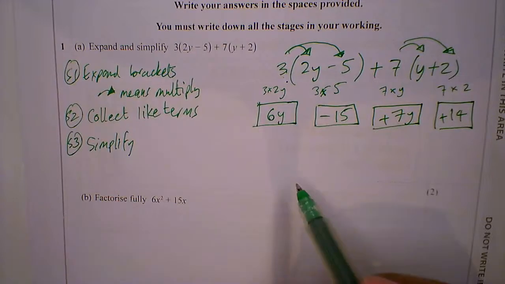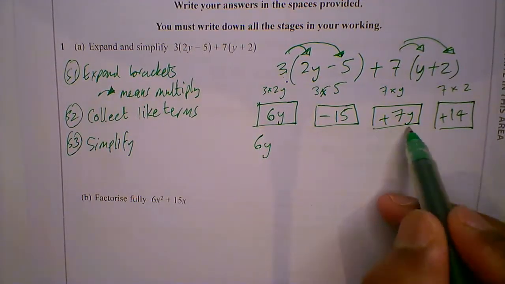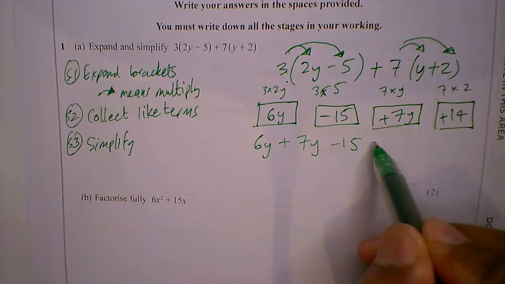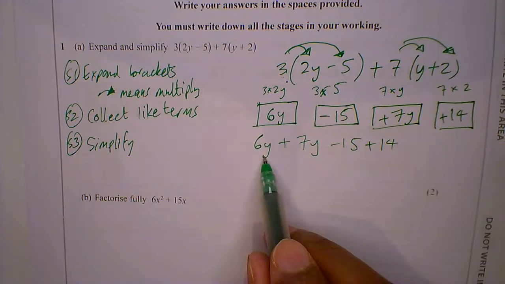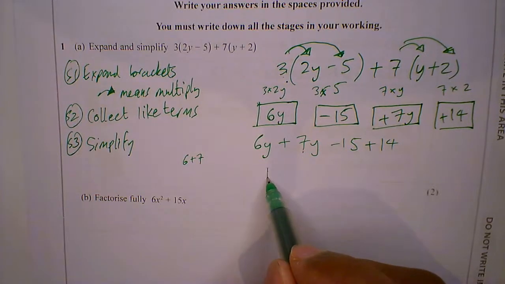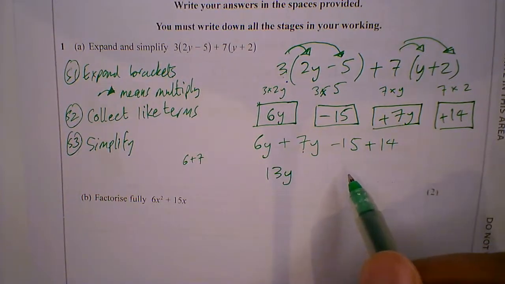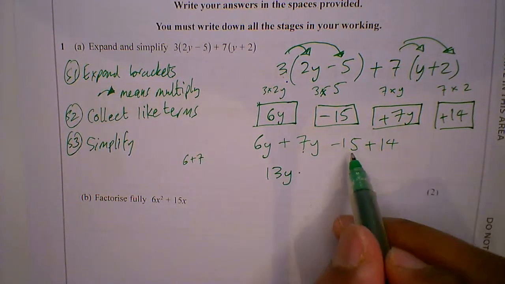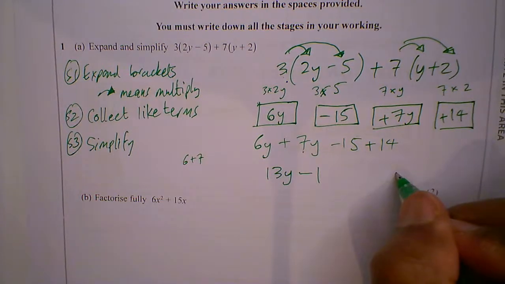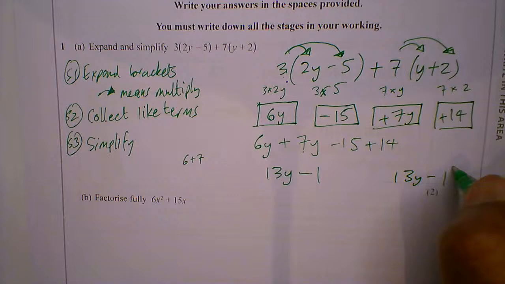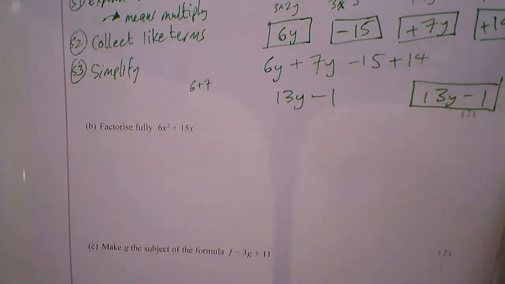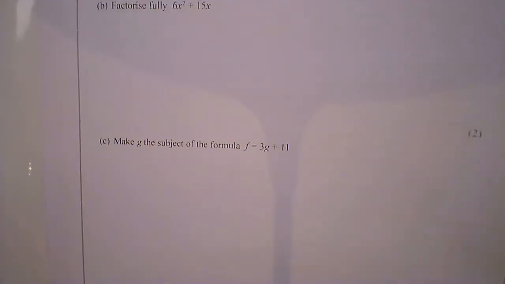Now I need to collect my like terms. So I've got 6y and 7y. I've got minus 15 and plus 14. So 6y plus 7y, 6 plus 7 gives me 13y. It's a calculator paper, so feel free to use a calculator. Minus 15 plus 14 is minus 1. So my final answer is 13y take away 1. Okay, and have a go at question 1b.